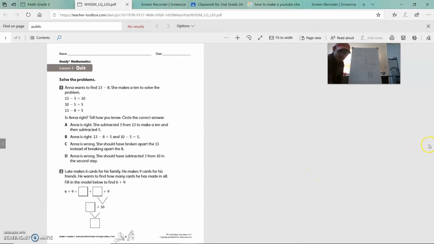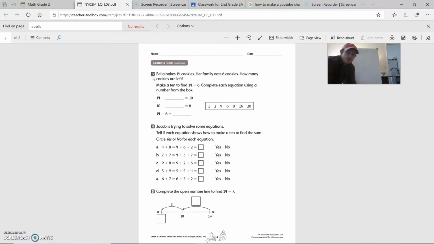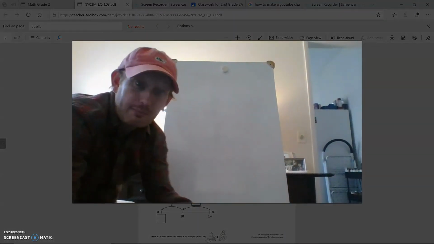Let's move on to number 3. All right, number 3 says, Bella bakes 14 cookies. Her family eats 6 cookies. How many cookies are left? Make a 10 to find 14 minus 6. Complete each equation using a number from the box. So here are our equations, and here are the different numbers that we can choose. What I'm going to do is do this problem all by myself and then see if my numbers match up. So we have 14 minus 6.